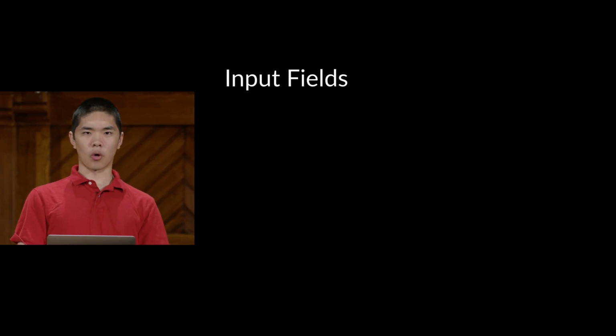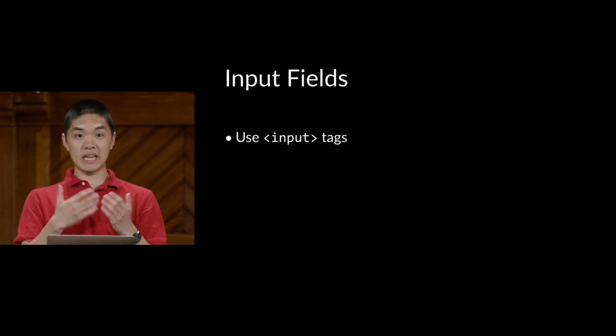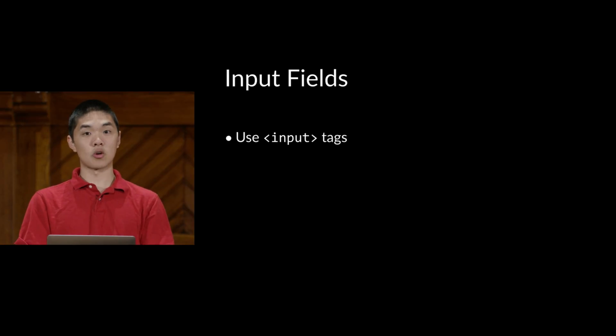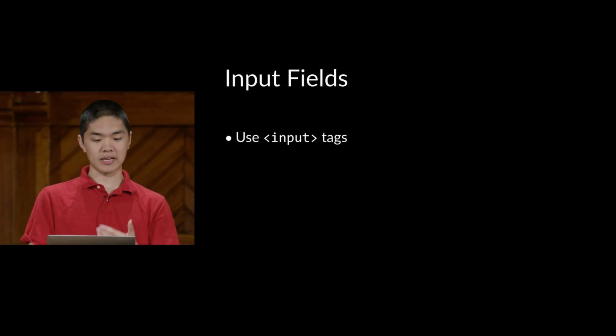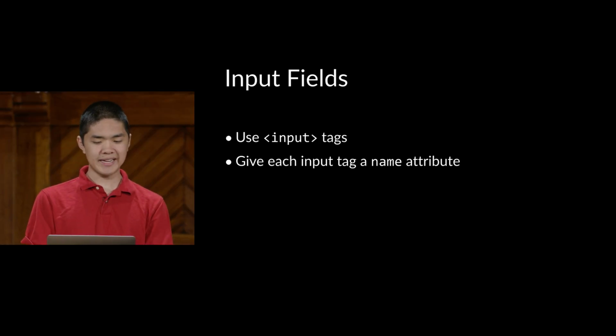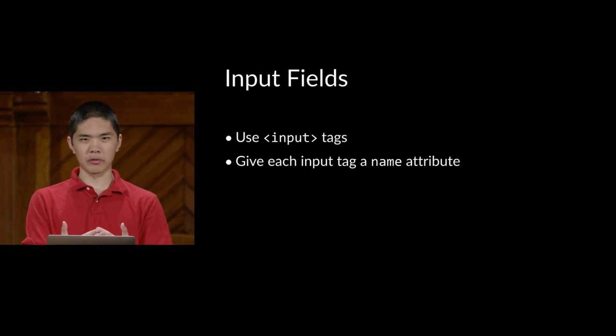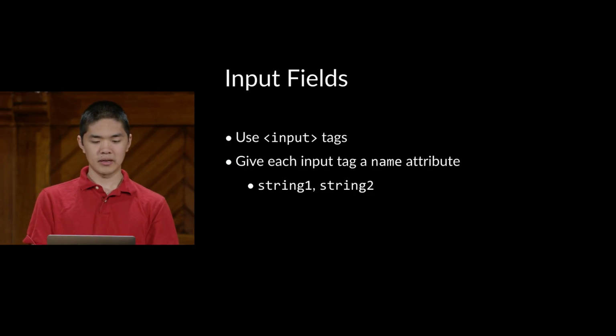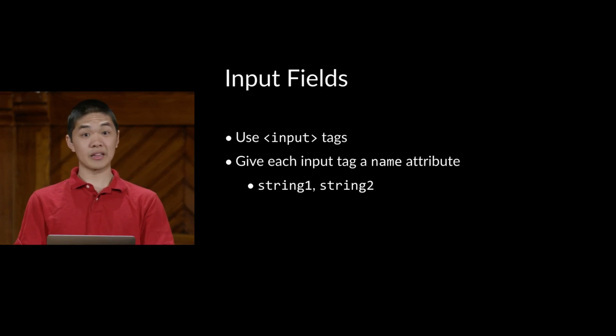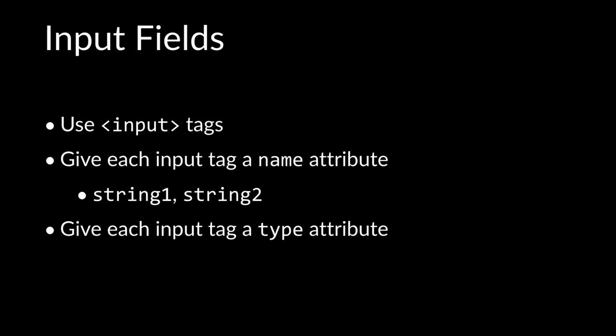Now, inside of that form, you'll need to have a number of input fields that will be places where the users can type in the first string and type in the second string, for example. You can use input tags inside of the form in order to create those spaces for users to type in input. Make sure each input tag has a name attribute so that the web application knows which input field is which. In particular, those names should be string1 for the first string and string2 for the second string.